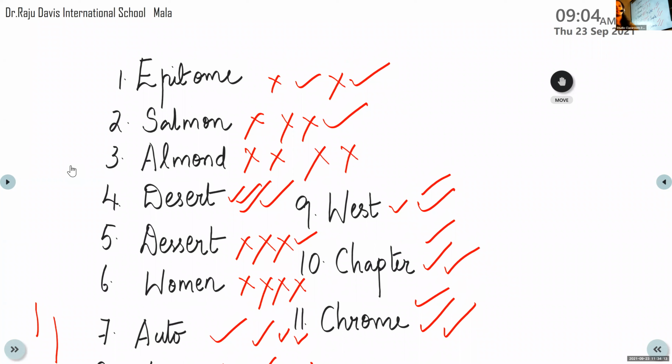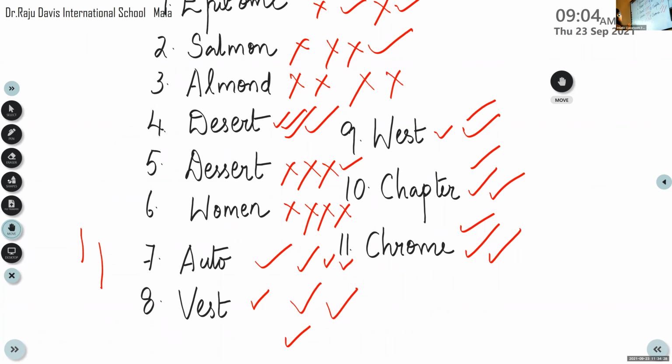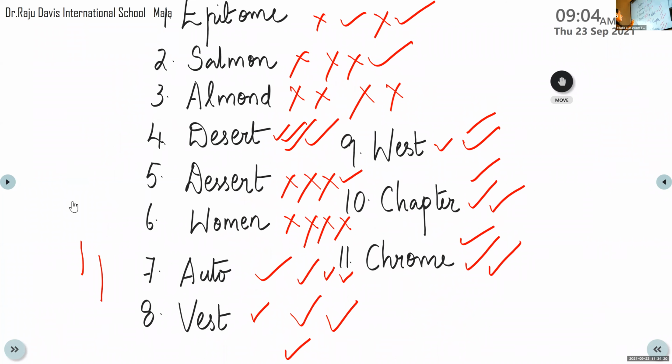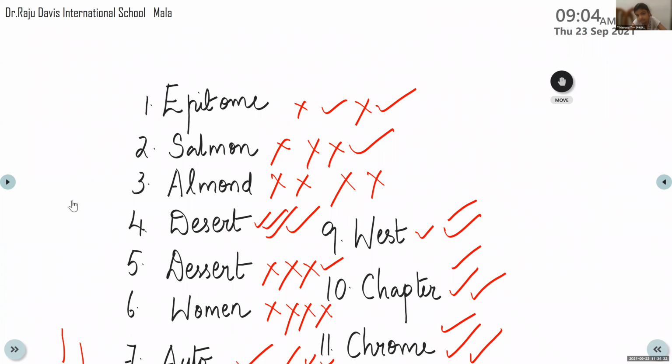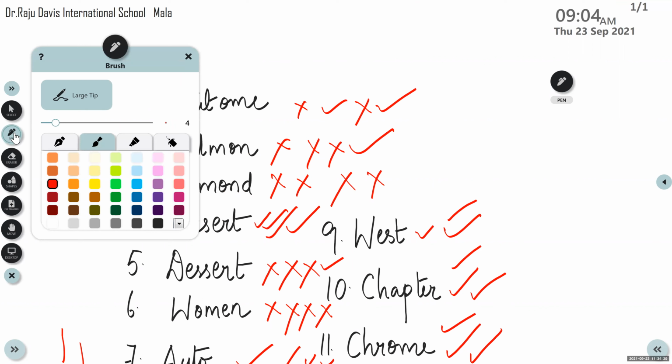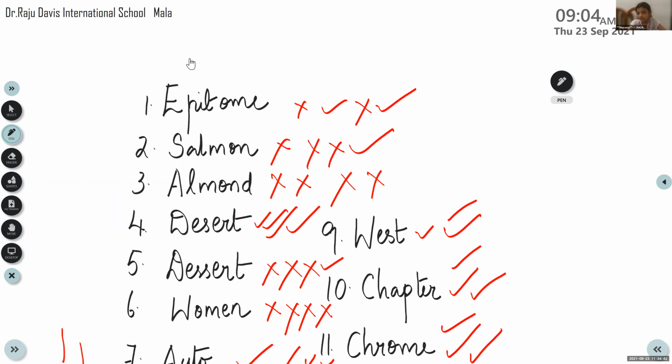Salmon, like Azad said, the L is silent. It is salmon. And similarly in almond, the L is silent. It is almond. You don't say almond with an L. Please do not say almonds, it is almond. The L is silent.